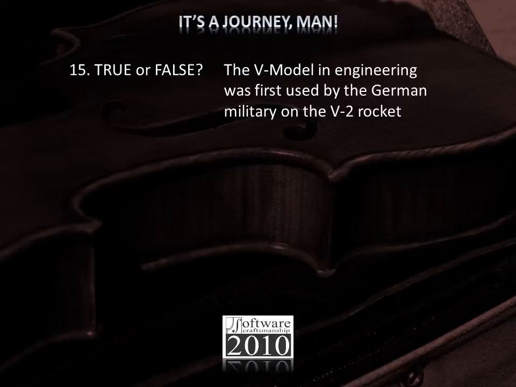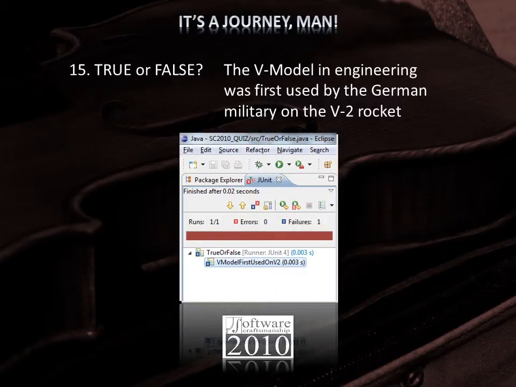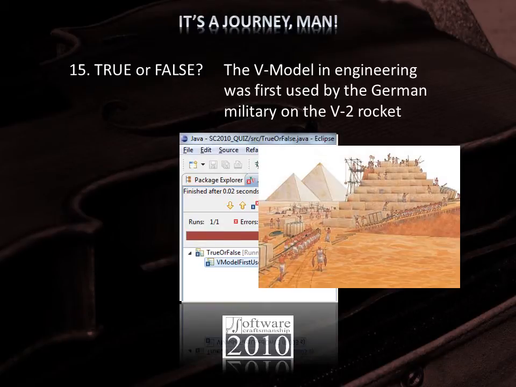Question 15. True or false? The V model in engineering was first used by the German military on the V2 rocket. This is false. In actual fact, the V model was first used by the Egyptians when they built the pyramids.